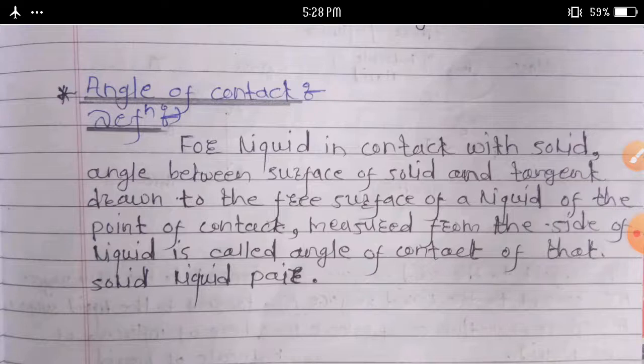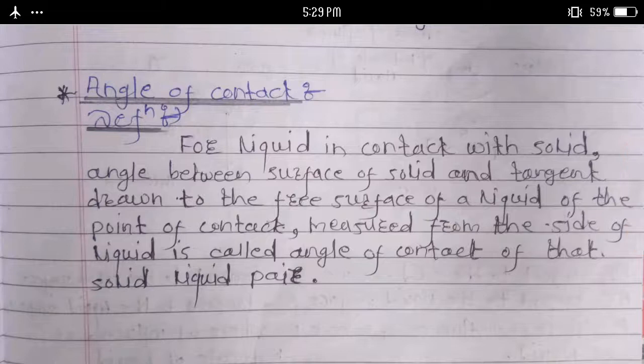Definition: for a liquid in contact with a solid, the angle between the surface of the solid and a tangent drawn to the free surface of the liquid at the point of contact, measured from the side of the liquid, is called the angle of contact of that solid-liquid pair.